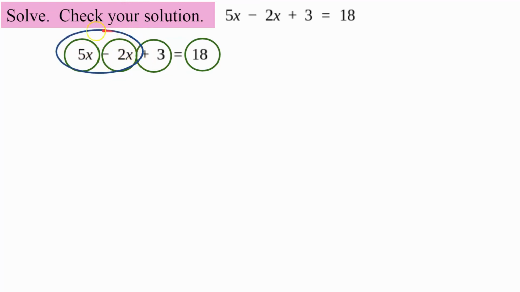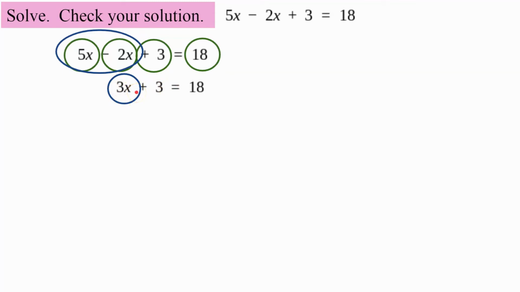So noting that we have like terms here on the left side, 5x and negative 2x are like terms because they both have the same variable. So we're going to combine those. 5x and negative 2x are positive 3x. So now I have my 2-step equation. So now I have a variable term and a constant term.